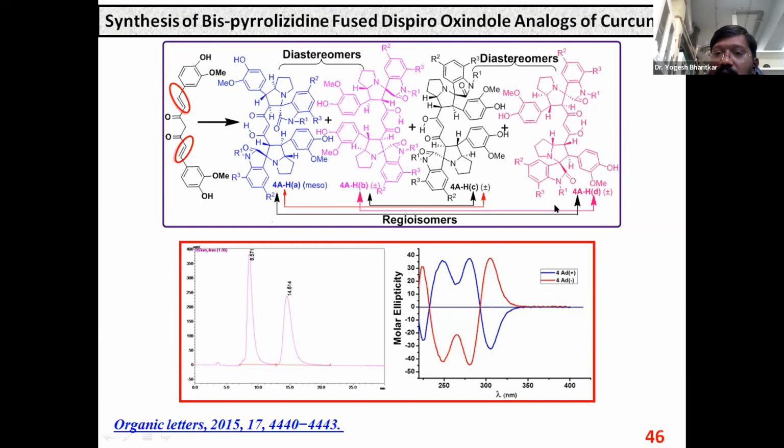That means exactly which center is R, which is S, which is above the plane and which is below the plane. We draw the possible molecule structures and then do the theoretical CD. Otherwise, we have to separate these molecules by chiral HPLC resolution, and then differentiate them by crystallization and X-ray. Then we can get the exact absolute configuration of the molecule.